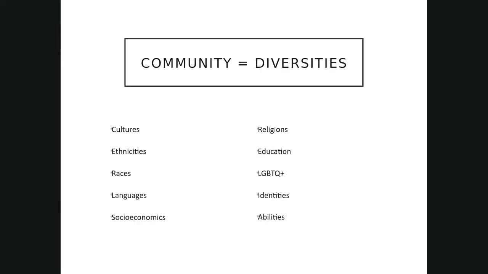But in today's conversation, I'll talk about how universal design is such a part of our communities. And today's communities are defined by diversities. They are a milieu of cultures, ethnicities, races, languages, socioeconomics, religions, or lack thereof, education, identities, whether those are sexual or gender or otherwise, and abilities. I'm sure that you can think of other diversities that are part of our communities.